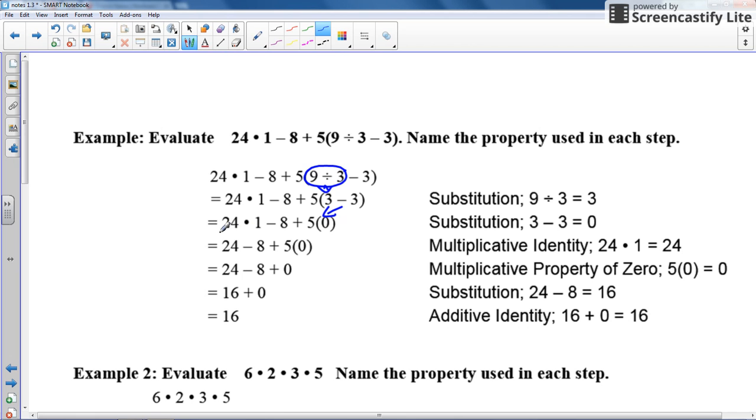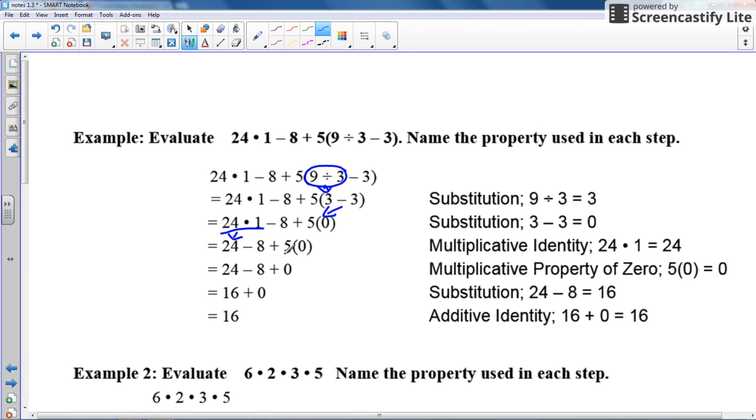Then we take 24 times 1, and that equals 24. And we're not going to call this substitution this time because we have something a little more specific that we can use, and that's the multiplicative identity, where 24 times 1 is still equal to 24. He gets to keep his identity. And I know you might say, well, I could also just call that substitution. And you're right, but we always want to use the most specific property that we're talking about. And so multiplicative identity is the most specific here.